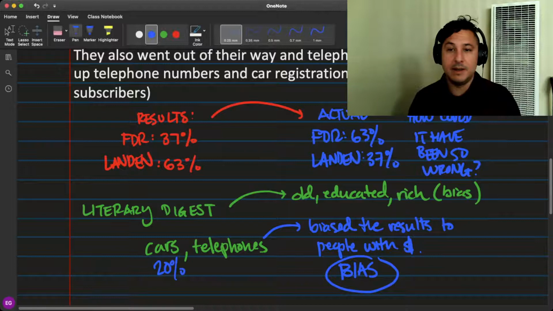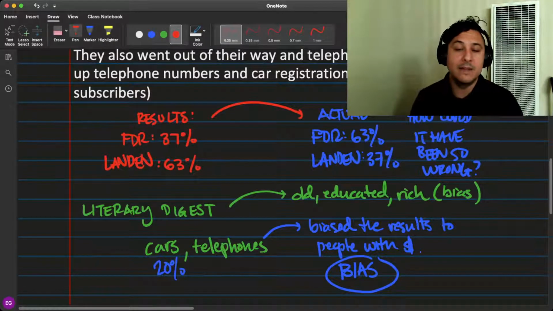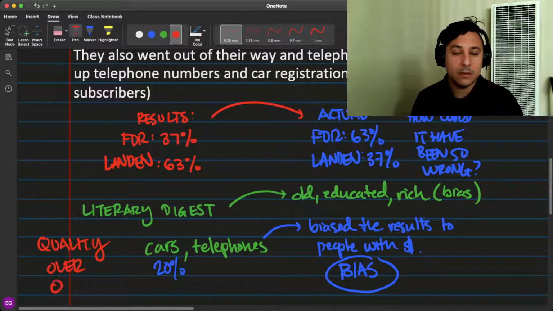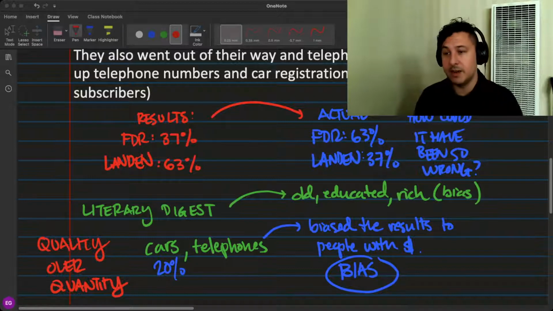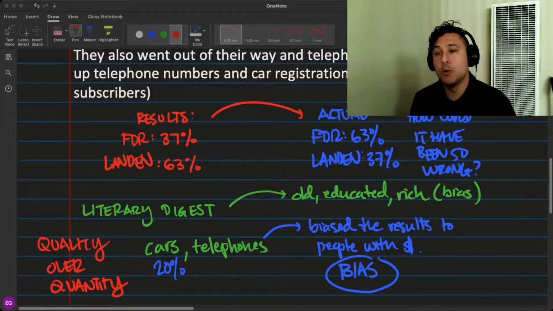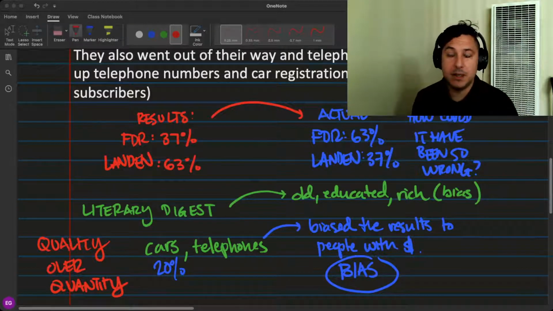So when it comes to sampling, the quality of the sample is much more important than the quantity of people you ask. So it's very much a matter of quality over quantity. The fact that they asked 100,000 people does not make up for the fact that it was biased. Okay, and this is a very important fact about sampling. Just asking more people with your biased method will not make it more accurate.